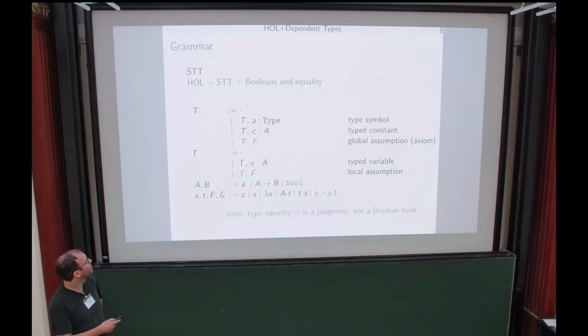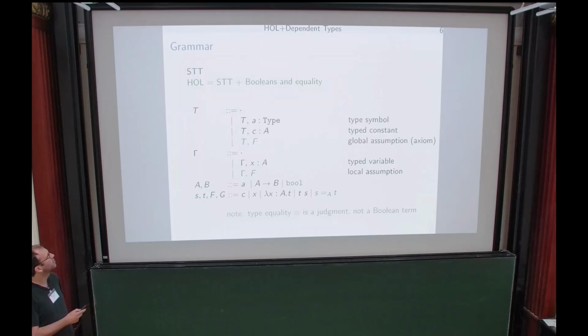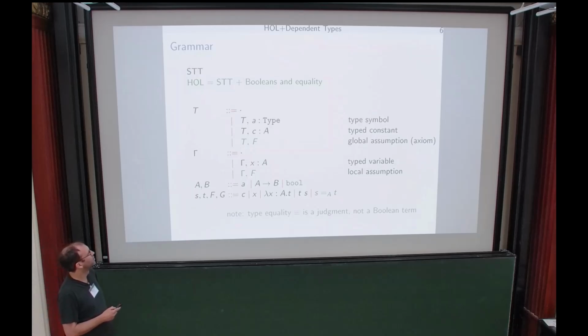Now, because we have booleans, we have to adjust our theories. We can now declare axioms. So I'm just writing a formula in the theory. So this is an axiom declaration asserting F. And we can also make local assumptions. So in our contexts, we can now assume a formula F.